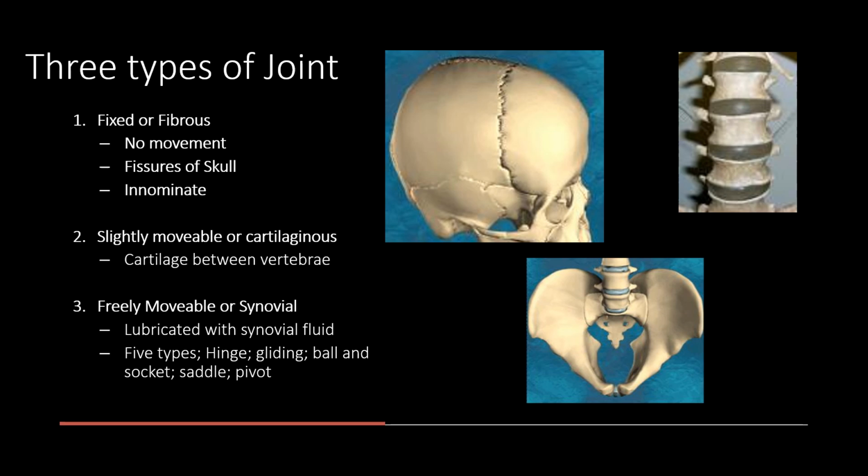We need to talk about the joints, and the joints in the body are defined by how much movement they have. And there's 3 types of movements. We have fixed and fibrous joints, where there's no movement at all, and a good example of this would be in the skull and the innominate bones.